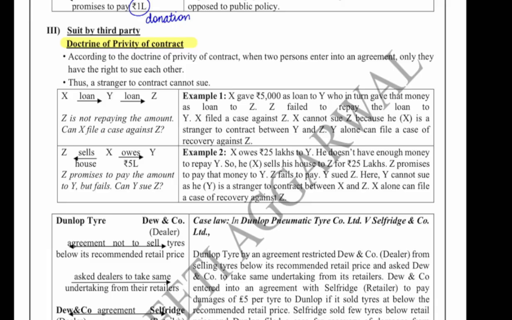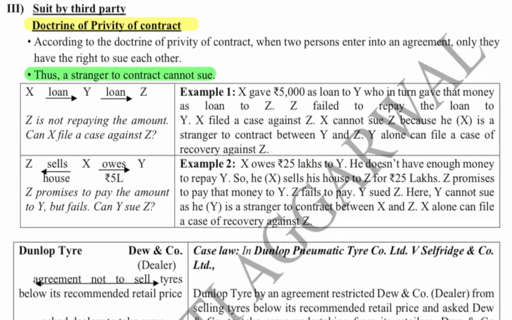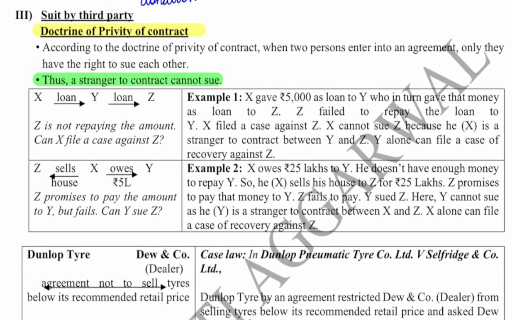Privity means privacy. So only the parties to the contract can sue each other. Stranger to contract cannot sue. So according to the doctrine of privity, when two persons have entered into a contract, only they have the right to sue each other. Stranger to contract cannot sue. So if the contract is between X and Y, only they can file a case against each other.